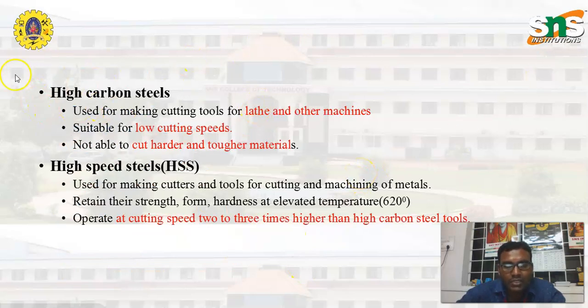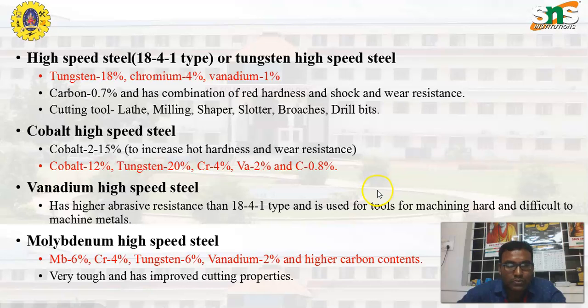In the case of high carbon steels, they are majorly used for making cutting tools for lathe and other machines. They are suitable for low cutting speed operations, and are not able to cut harder and tougher materials. Next, high speed steel, that means HSS, is used for making cutters and tools for cutting and machining of metals. It retains its strength, form, and hardness at elevated temperatures up to 620 degrees Celsius. It operates at cutting speeds 2 to 3 times higher than that of high carbon steel tools.